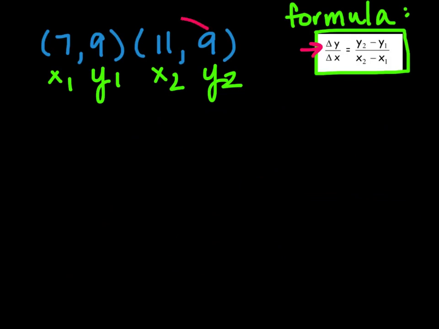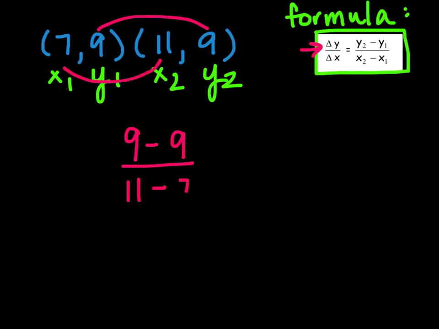So I'm going to start with my y's first. So we have 9 minus 9 on top. And then my x's, I have 11 minus 7. So 9 minus 9 gives me 0. 11 minus 7 is going to give me 4. Here we have 0 divided by 4. And you can actually take 0 and divide it into 4, and that would give me a slope of 0.